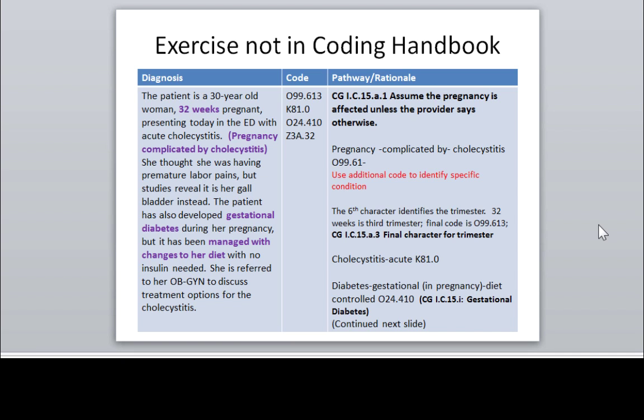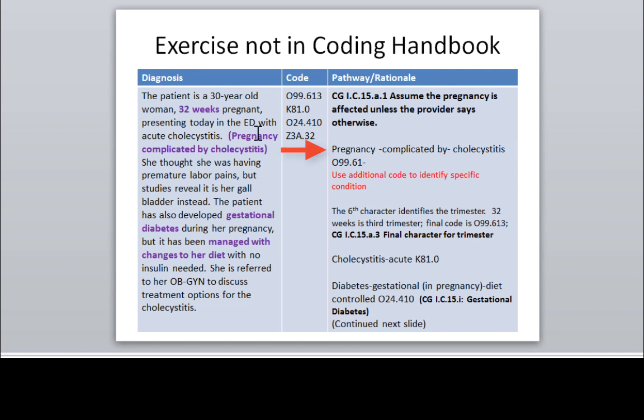I have quoted here 3 guidelines that are applicable to this particular scenario. And I wanted you to notice this first one: assume the pregnancy is affected unless the provider says otherwise. So no matter what a young woman comes in with, if she's pregnant, it's going to be more than likely a pregnancy complication code. So in this particular case, we are coding the pregnancy complicated by the cholecystitis.